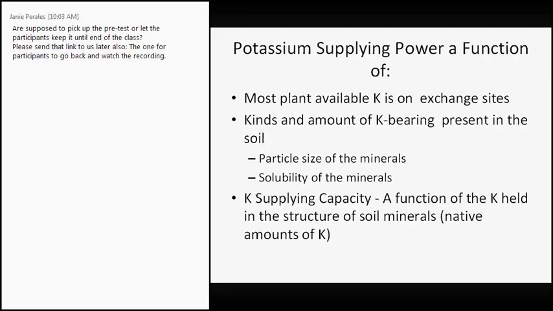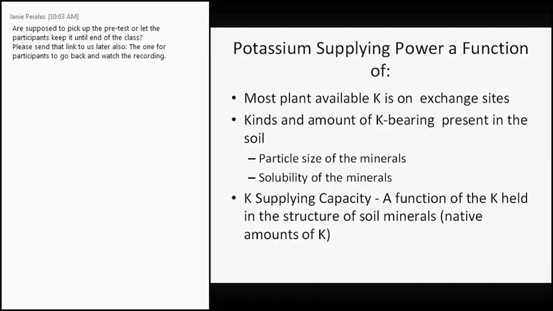Supplying power. Most plant available potassium is going to be on the exchange site. So the exchange sites supply potassium to the soil solution, and then the potassium is taken up by the plant from the soil solution. But the majority of it's going to be stored on the exchange sites. Kinds and amounts of potassium-bearing minerals depend on the particle size of those minerals. And so if we take the feldspars and the micas and we get those into the silt size or the clay size fraction, then they become much more available to the plant.